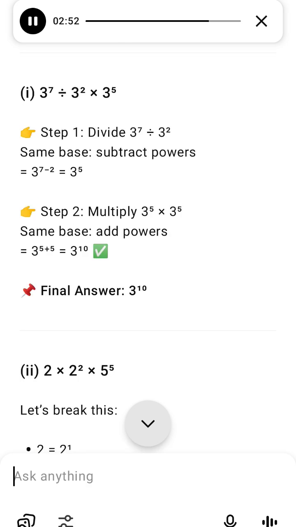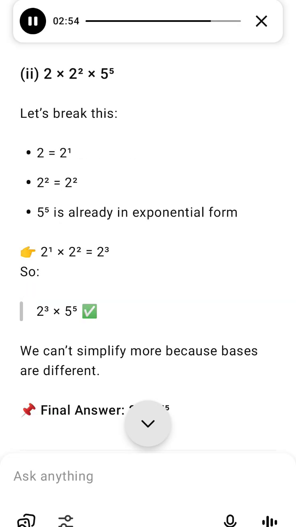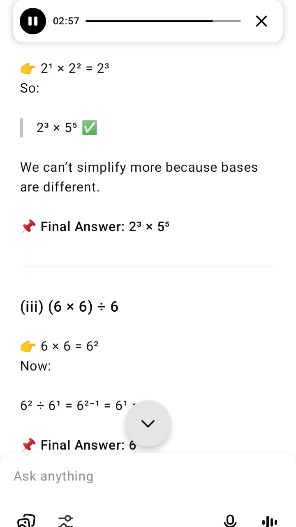5. Multiplying powers with the same exponent. Multiply the bases and keep the exponent the same. Formula: a^n times b^n equals (ab)^n. Example: 2 cubed times 3 cubed equals (2 times 3) cubed equals 6 cubed.